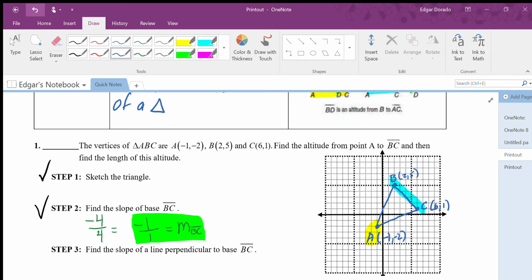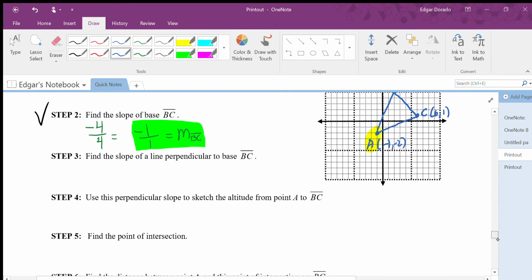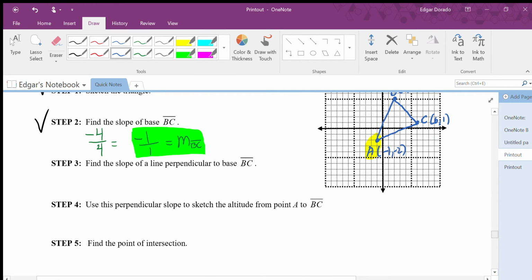Kind of erase my line there. There we go. All right, step number 3 says, find the slope of the line perpendicular to base BC. Okay, so this is something that we've done in the past. So, original slope of BC is -1 over 1, right?